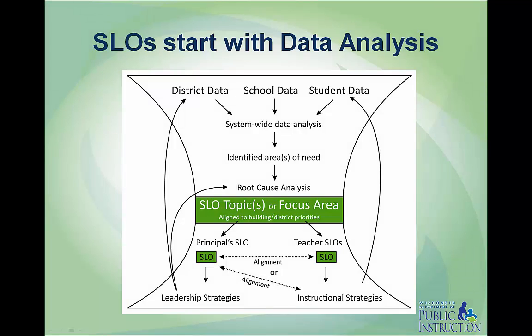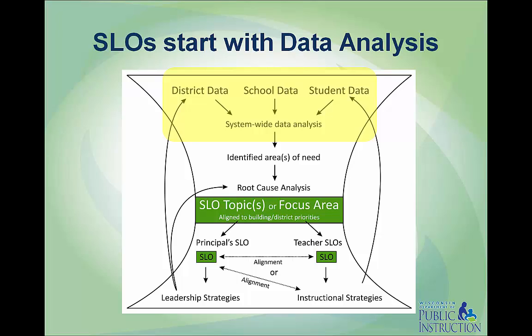As you'll recall from last month, we used this graphic to show what the creation of an SLO process looks like and how it really always starts at the very top with an analysis of data. And that filters down from system-wide data to looking at identified areas of need and, at the building level, assessing root causes to really develop that SLO topic or focus area. The student growth percentile report can help a building do that by really staying focused at that uppermost level. So looking at district data, school data, and student data, and conducting that as part of the system-wide analysis.